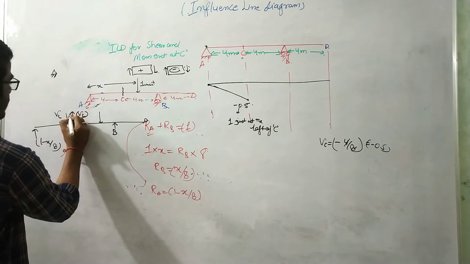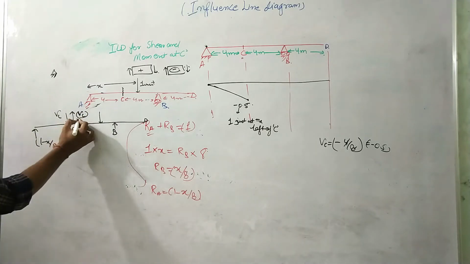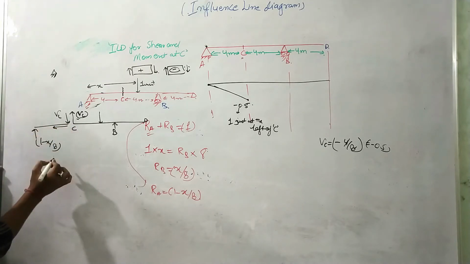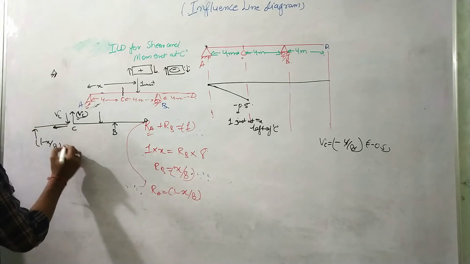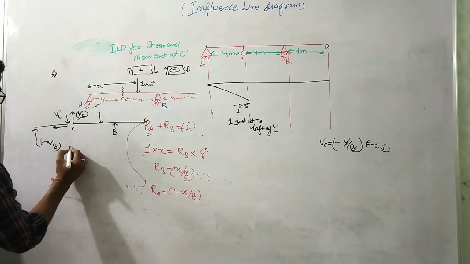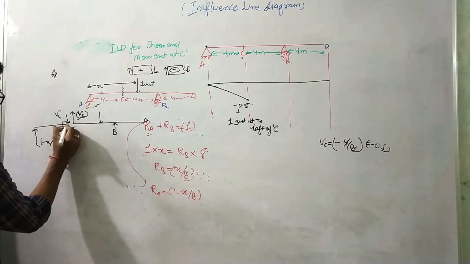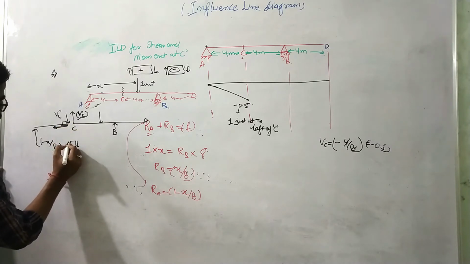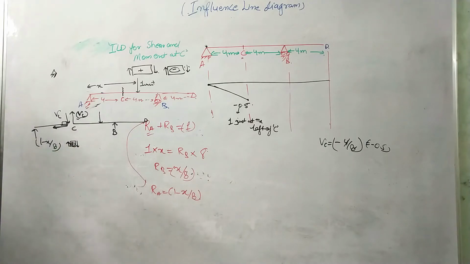At this point you can see that VC is negative. Okay, VC is positive if I move from this point. Okay, so if I take a small element over here, at this location, let us suppose this VC is acting in this direction. To balance this force, some shear force will act in this direction. So this is positive shear force.